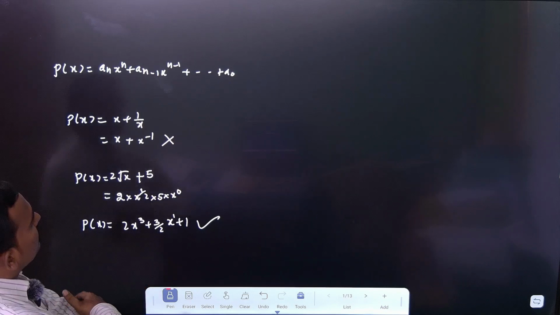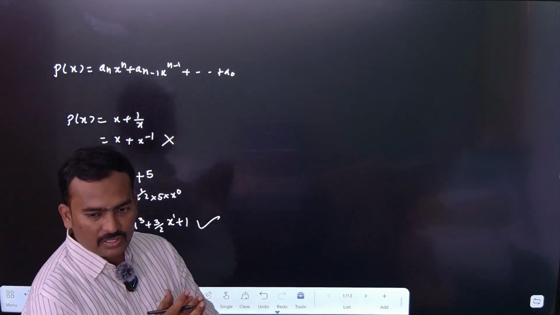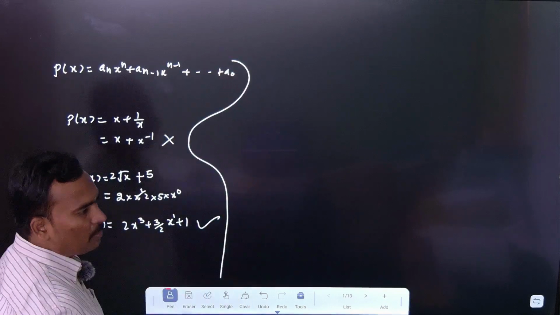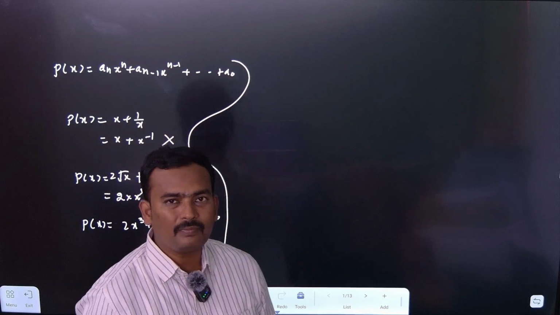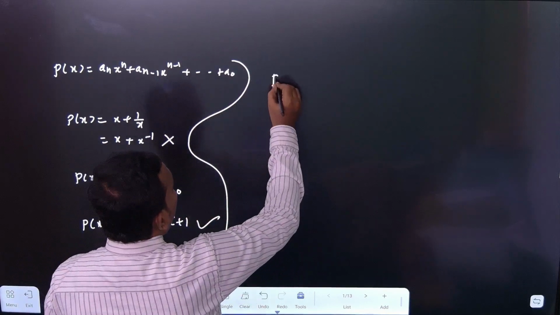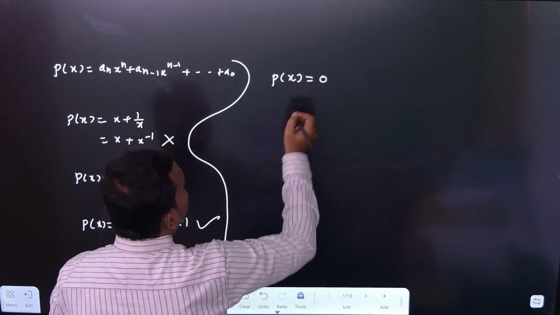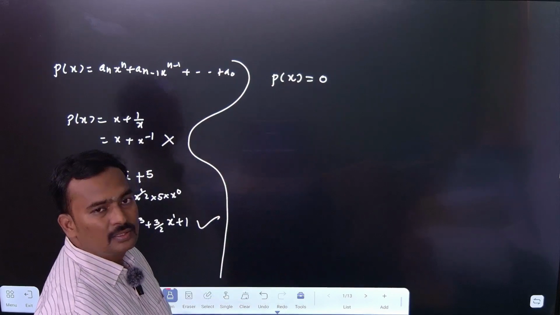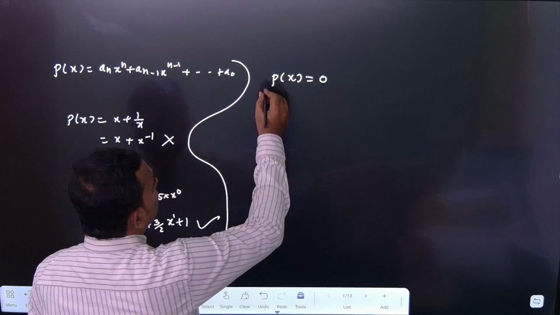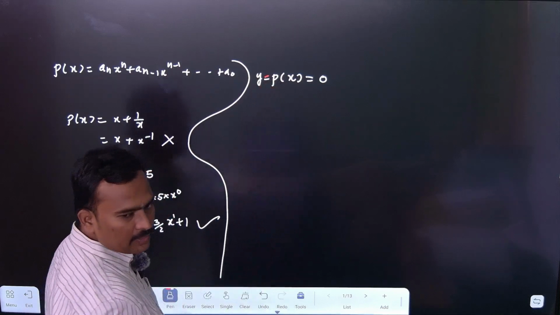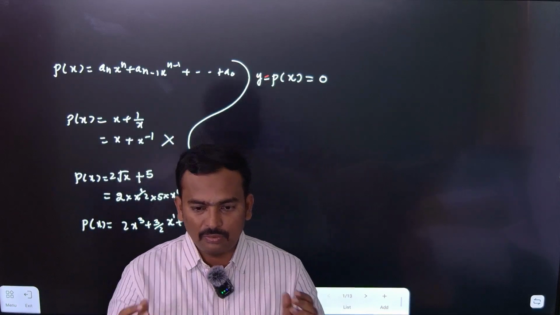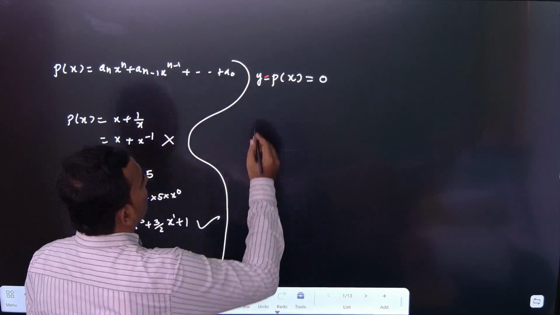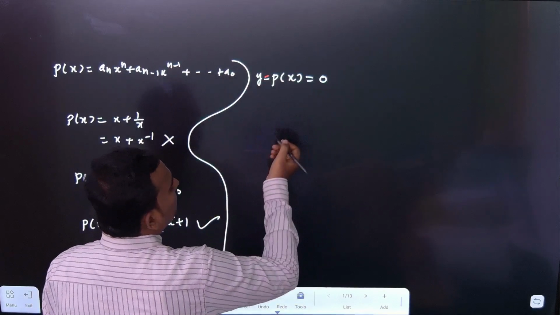Okay, fine. Next we are going to discuss the roots of the polynomial. Finding the roots of a polynomial means you need to equate it to 0. Why? Because p of x is the output of the function, which is y. We need to find the x value, so you put y equal to 0, and then you can find the solutions.